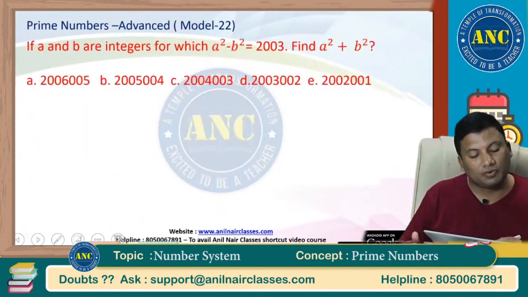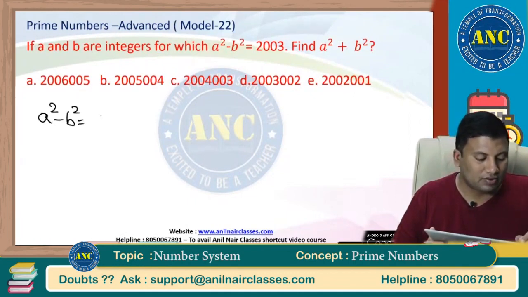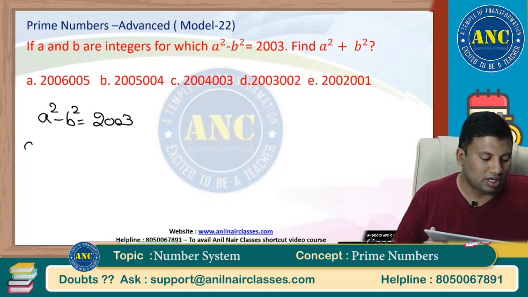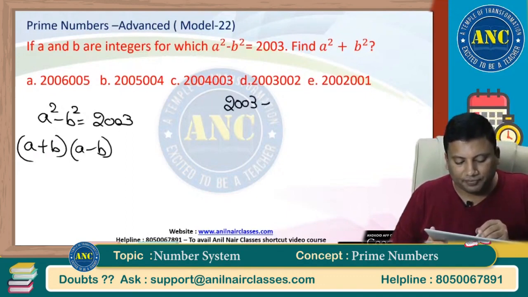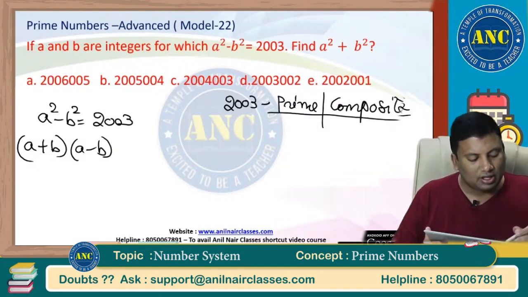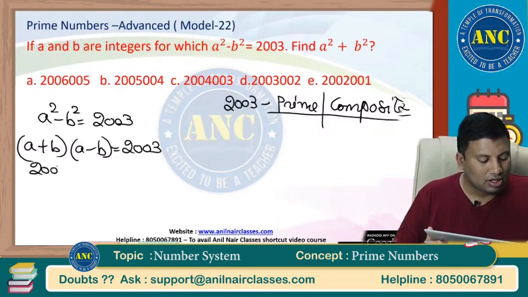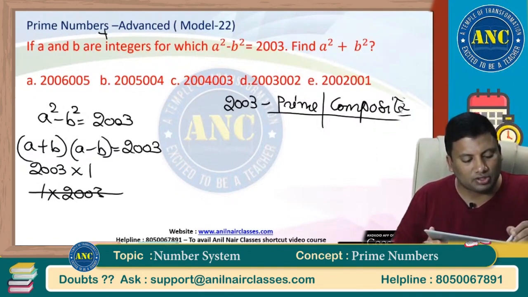Idea clear? Next one. A and B are integers, A square minus B square is equivalent to 2003. This is (A plus B) into (A minus B) equal to 2003. First we will check whether it is prime or composite. Before checking, let us play around with the answer options. Assume that it is a prime number, since there is no option like none of these. So 2003 is 1 into 2003. Sum of two positive integers is always greater than their difference.